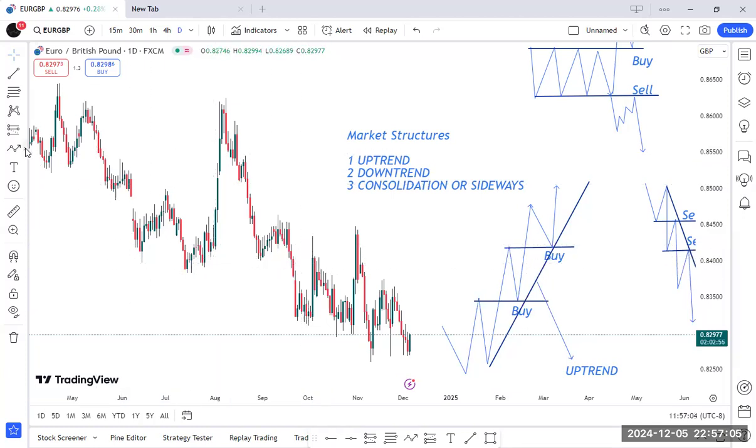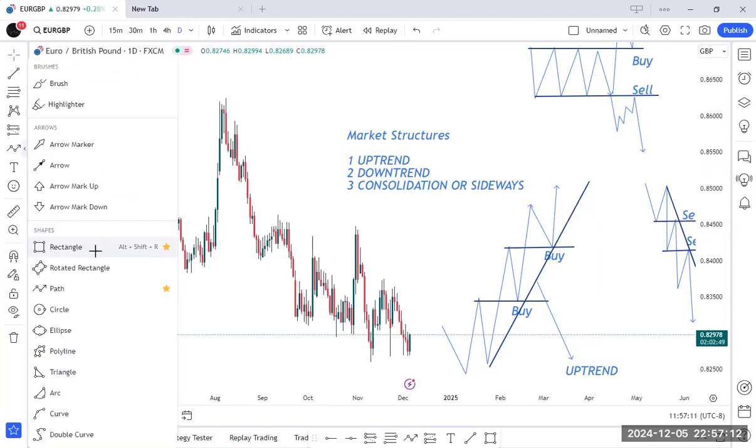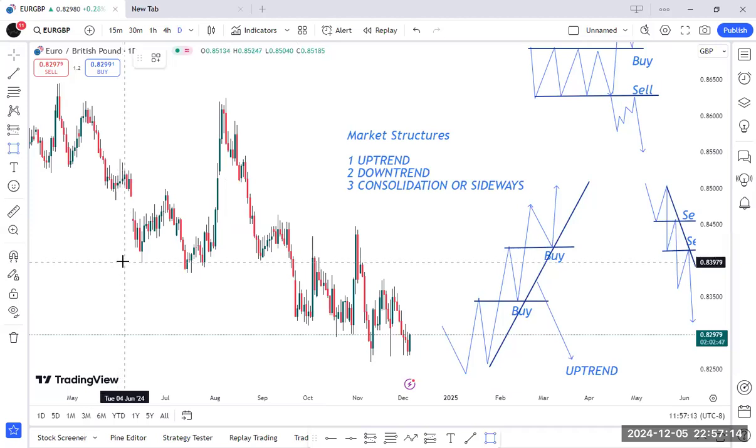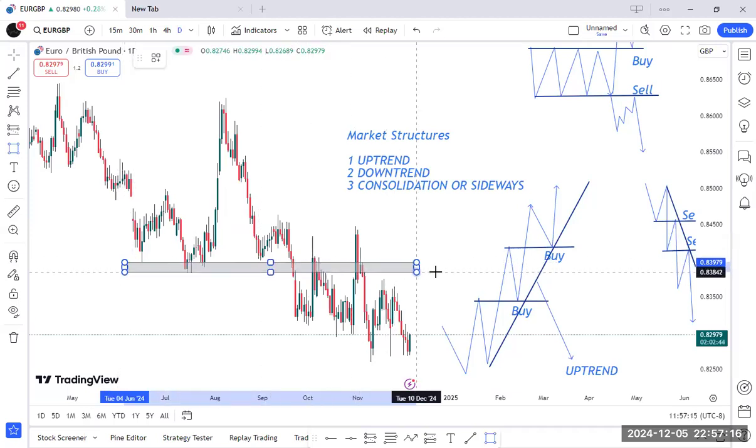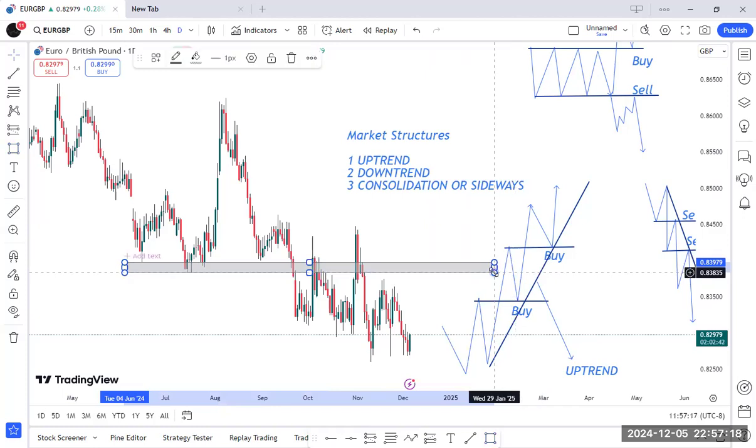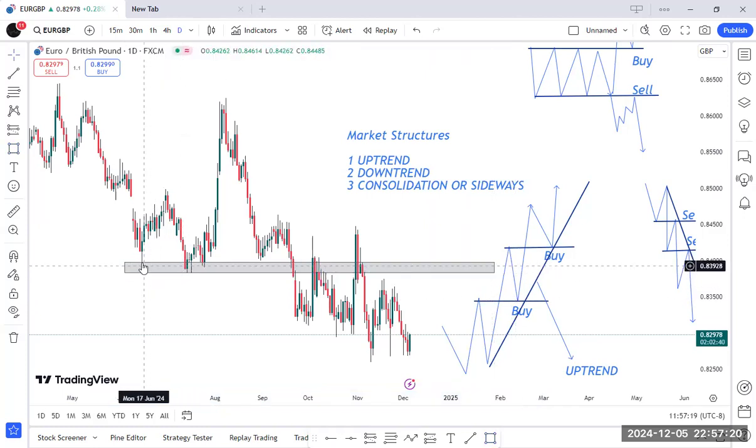So what I'll have to do, I can use a path or I can use a line. I usually use a triangle. So with this triangle, what I have to do is to mark out the next low and then mark out the next low that it's made. So this is a low. I connect this low to this low.